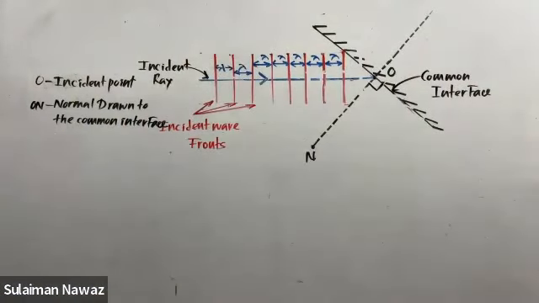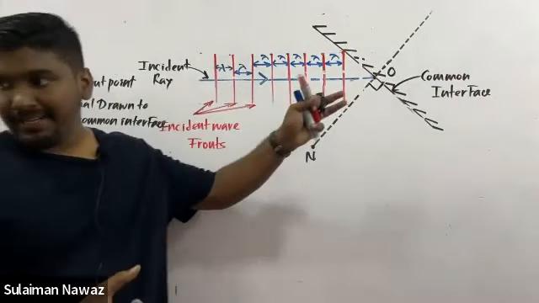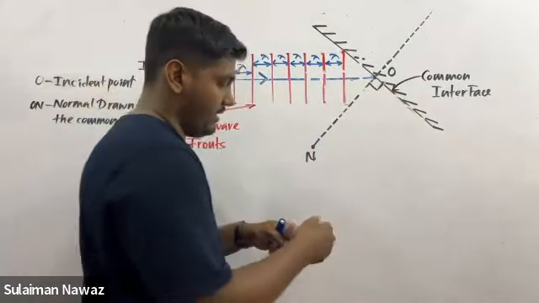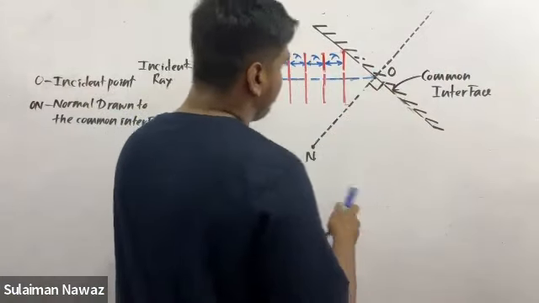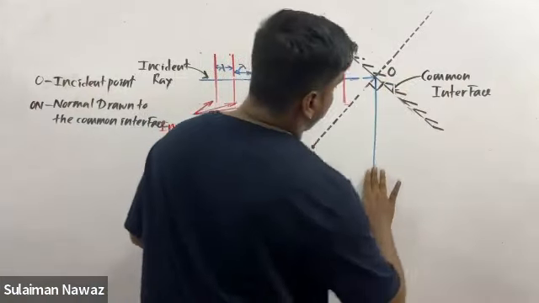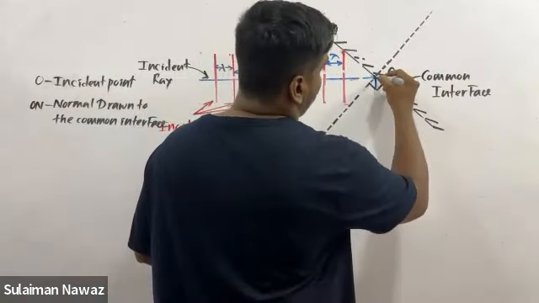Then when I draw the reflected ray, now this is my incident ray. If I draw my reflected ray, it will be this way. The straight line, I will draw somewhat inclined.